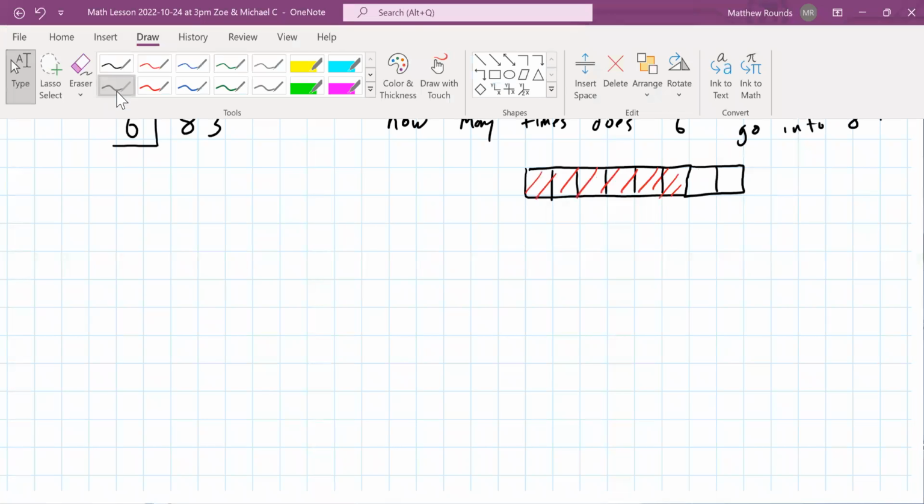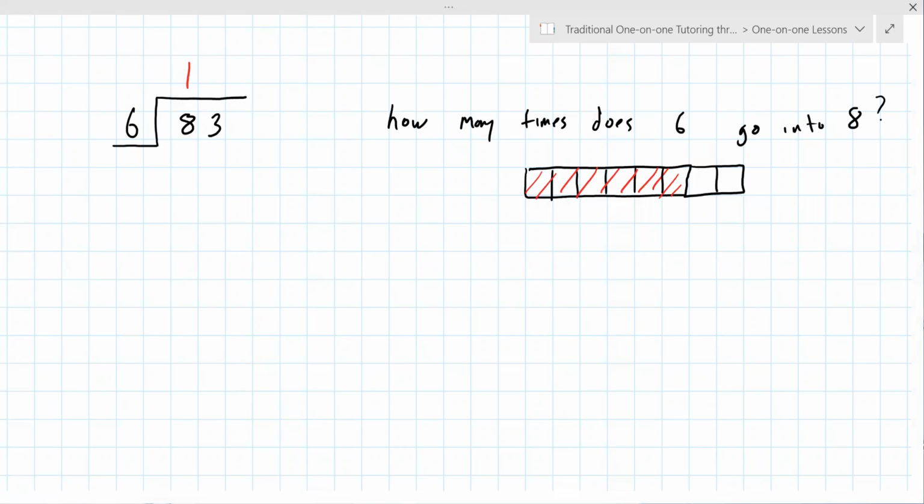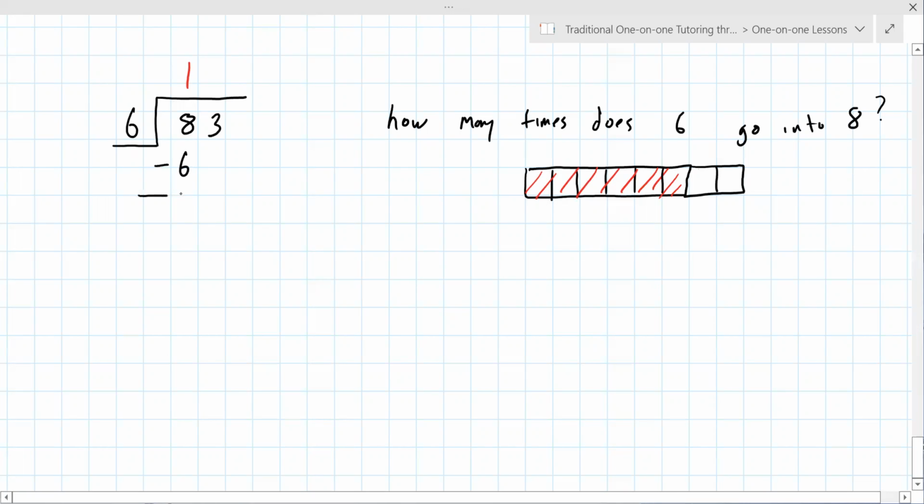What is 1 times 6, Michael? 6. So you put that 6 under the 8 and then you subtract. What is 8 minus 6? 2. 2, and then you bring the 3 down. So now it's a new question. How many times does 6 go into 23?